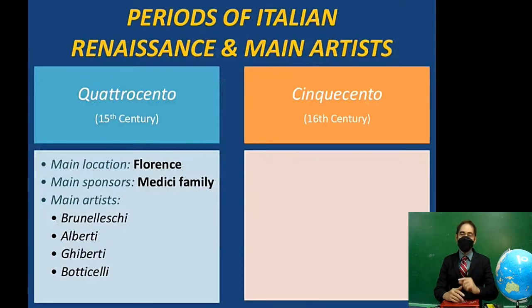Now let's go to the periods of the Italian Renaissance and main artists. The 15th century, or Quattrocento. Main location: Florence. Sponsors: the Medici family. Main artists: Brunelleschi, Alberti, Ghiberti, and Botticelli.